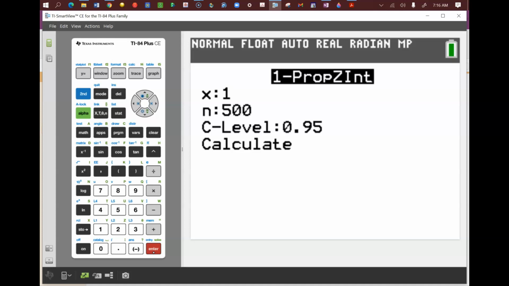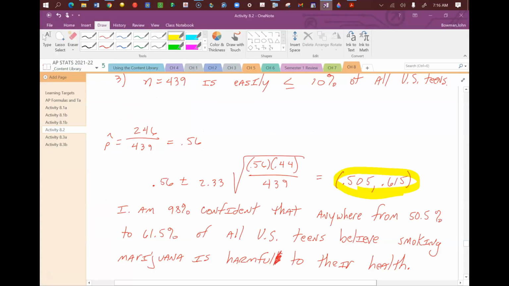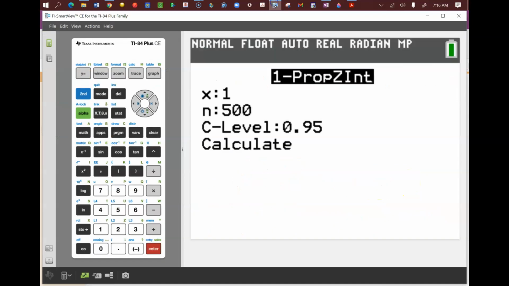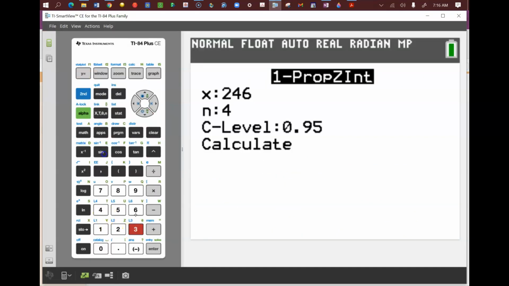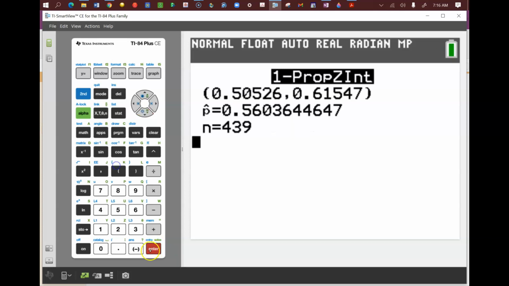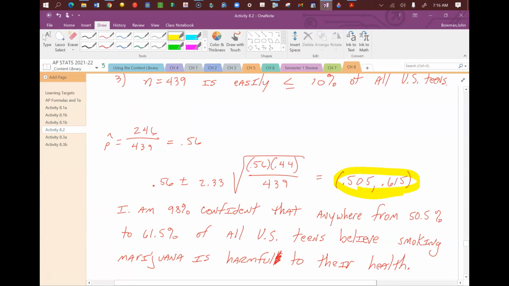So X is the number of successes, and if you recall, in our example, we had 246 successes. So we're going to put that in, 246. Our sample size was 439, so we're going to put that in, 439. And our level of confidence was 0.98. We're going to put that in. And that's all we have to do to get our calculator to calculate a one proportion confidence interval. And then you hit calculate. So there's our confidence interval. It goes from about 0.505 to about 0.615. And you can see that is what I got, which is how I actually did it in the first place.